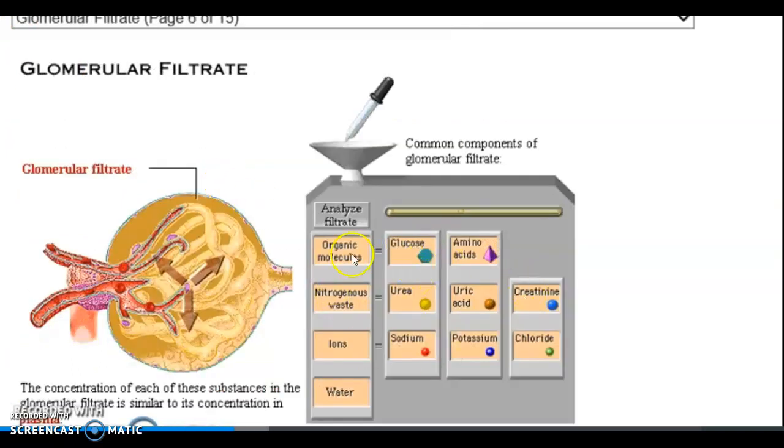Okay, what are we actually filtering? What is it that is able to go through that filtration membrane and become our filtrate here in the glomerular space? Okay, so obviously water is part of it, because blood is mostly water, and plasma is mostly water, so the water's carrying all the other stuff out. Ions are small enough to go through this, so sodium, potassium, and chloride, which we can afford to lose some of, but we can't afford to lose all of it.